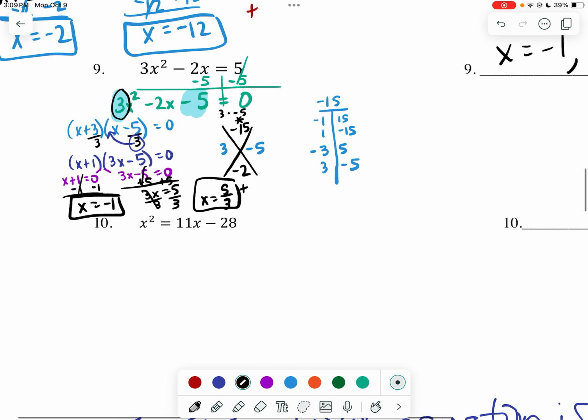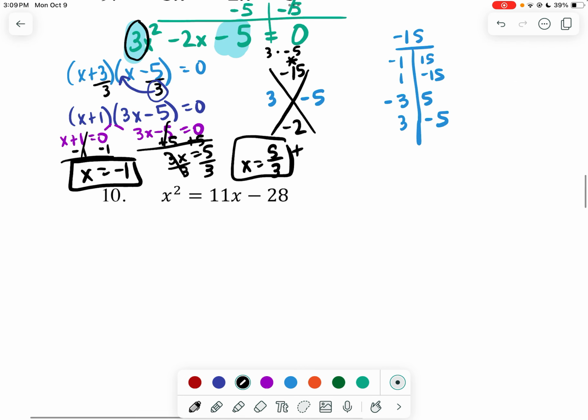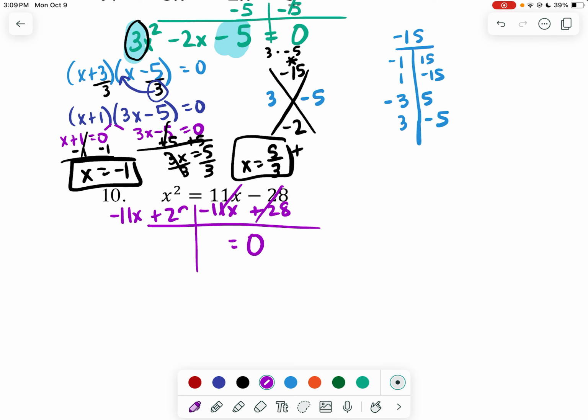All right, last one, number 10. So again, remember that your equation has to be set equal to 0. I want to move everything to the side with x squared so that x squared stays positive. So this positive 11x, I'm going to subtract that. I'm going to do this in one step, so I'm also going to add 28 so that when I cancel all of these out, I get 0 on the right side. But whatever you do to one side of the equal sign, you have to do the same exact thing to the other. So I'm going to minus that 11x and add the 28.